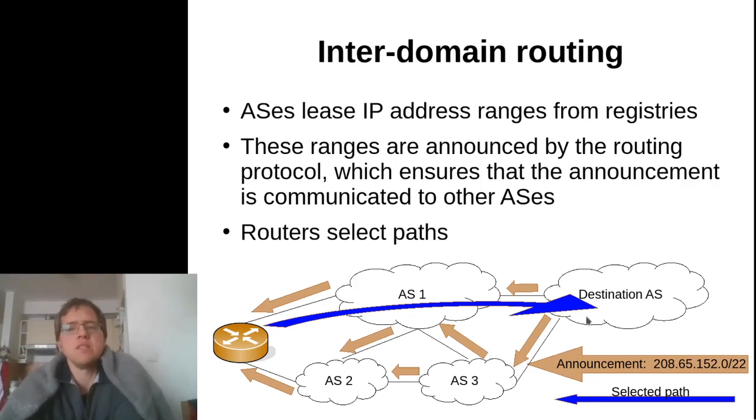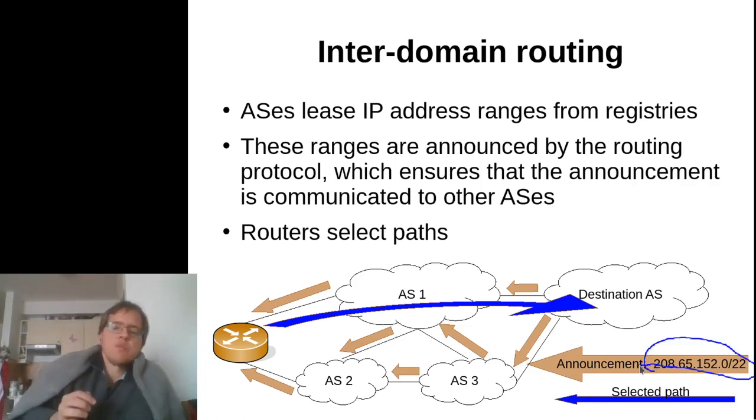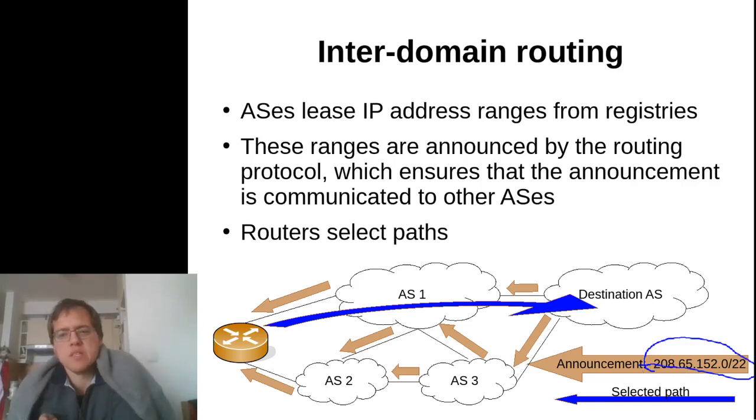Suppose that we have a destination autonomous system, and this particular autonomous system somehow acquired this IP prefix. This particular prefix in this case is one of the prefixes of the YouTube server. So this is the prefix that Google uses to number the YouTube servers that it operates in one of its data centers. What happens?